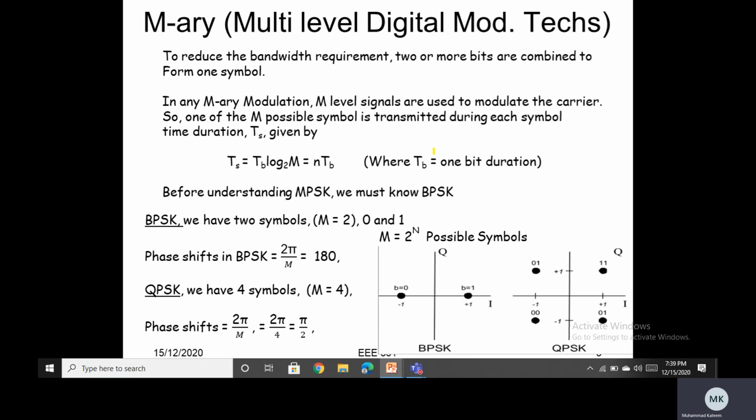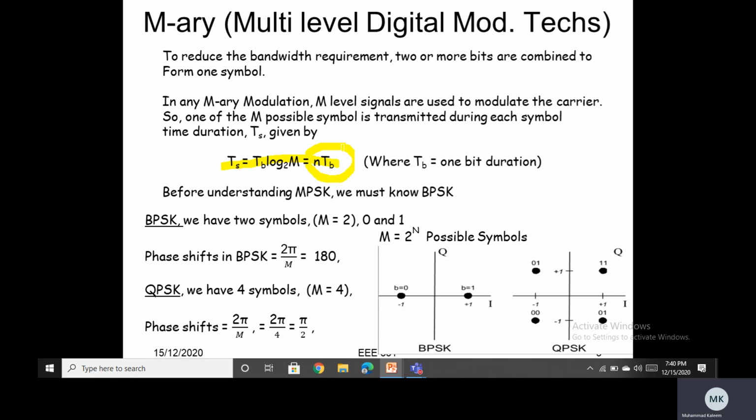So capital Ts is equal to capital TB times log base 2 of M. This is the logarithmic expression of symbol time, while linearly it can be written as Ts is equal to N TB. N is the number of bits a symbol comprises of, and capital T subscript B is the bit period.